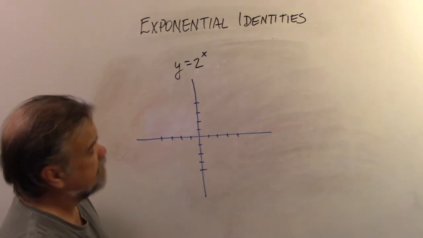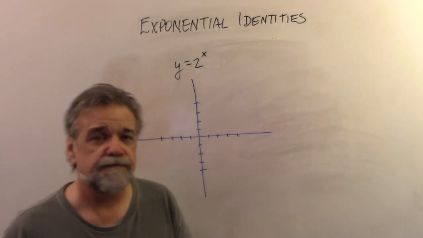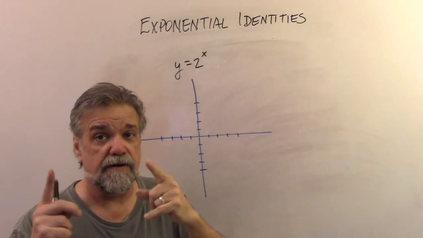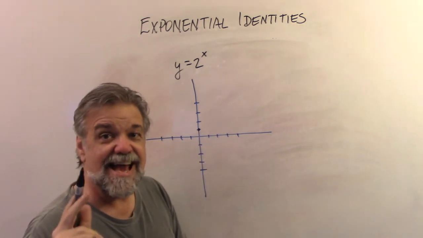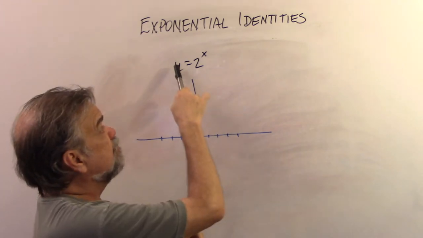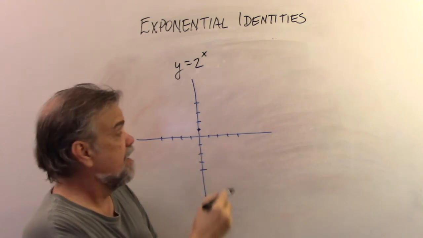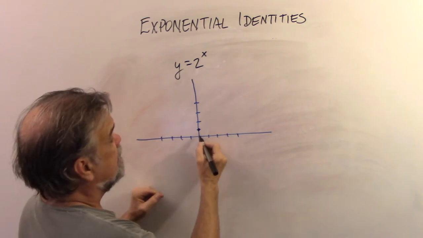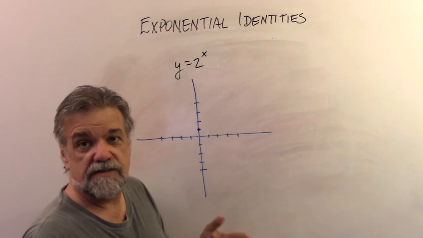And so let's see. Let's just start with the y-intercept when x is 0. Y is going to be 2 to the 0 power. Well, anything to the 0 power, I know what that is. That's 1. And note, anything to the 0 power is 1. So that means if I'm graphing y equals something to the x power, I already know it's going to go through the point 0, 1.